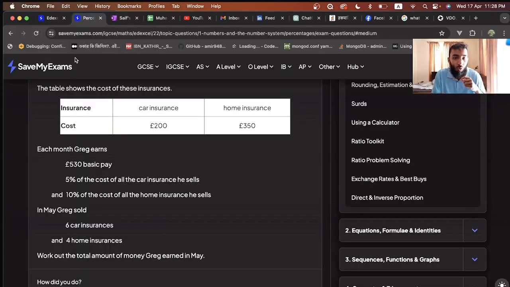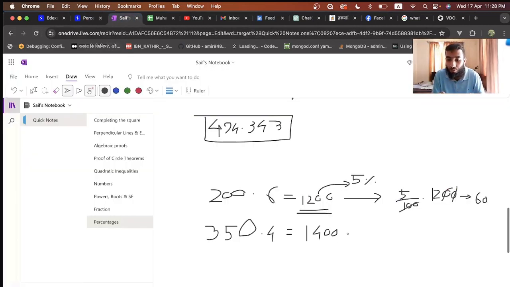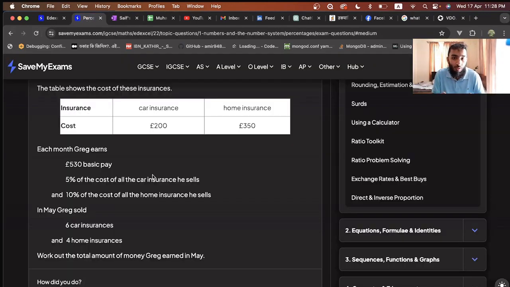And for home insurances, he earns 10%. So 10% of the cost of all home insurances. So from 10% of 1400, this is the home insurance, right? So 10% of 1400 is what? 10 by 100 multiplied by 1400, right? So in this case we get 14, and 14 into 10 is 140, right? So he earns 140 pounds from home insurances.